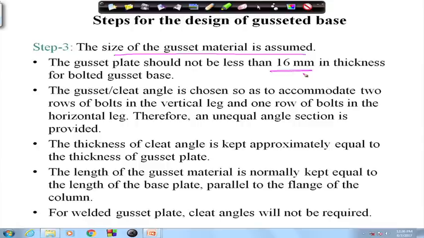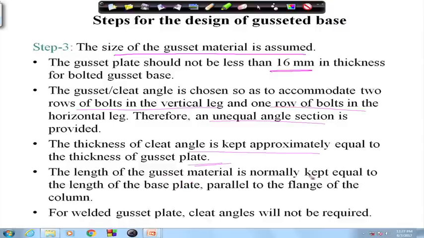in such a way that it can accommodate 2 rows of bolts in the vertical leg and 1 row of bolts in the horizontal leg. So, we can provide an unequal angle section where the shorter direction should be horizontal and the longer direction will be vertical, so that the number of bolts can be accommodated. Then the thickness of the cleat angle can be approximately equal to the thickness of the gusset plate. So, thickness will be chosen such that it will be more or less similar to the thickness of the gusset plate. Then the length of gusset material we can find out.